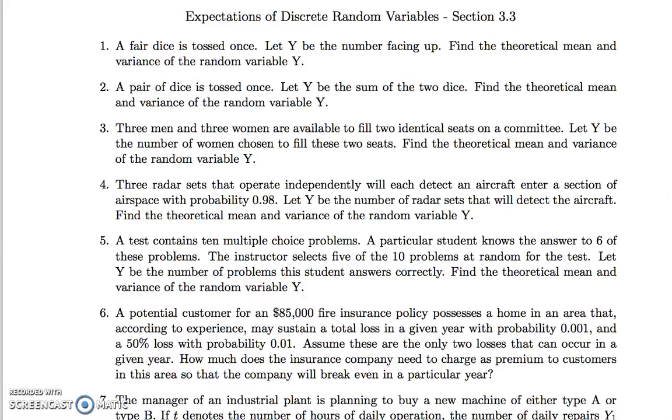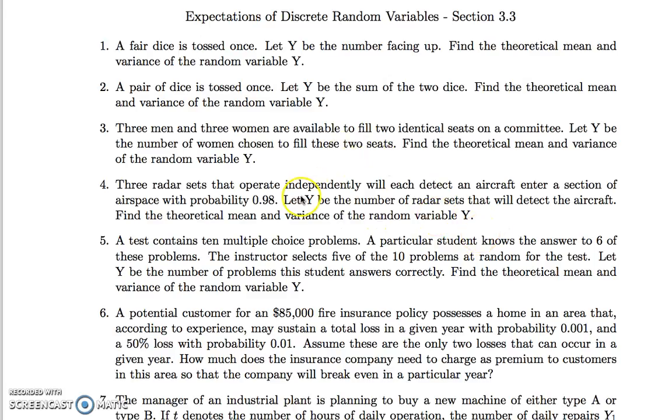Okay, this is problem number 4 from the review. We've got 3 radar sets operating independently, and that's important. They'll each detect an aircraft entering some airspace with a probability of 98%. Our variable, a random discrete variable y, is the number of radar sets that will detect the aircraft out of the 3, right? So find the theoretical mean and variance of this random variable.